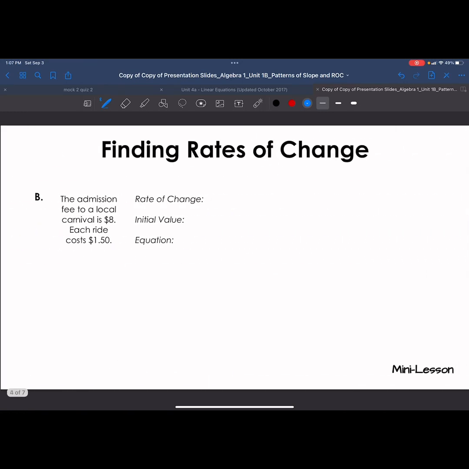All right, let's go on to the next example. It says the admission fee for a local carnival is $8. Each ride, not like these, what I like to call change words.